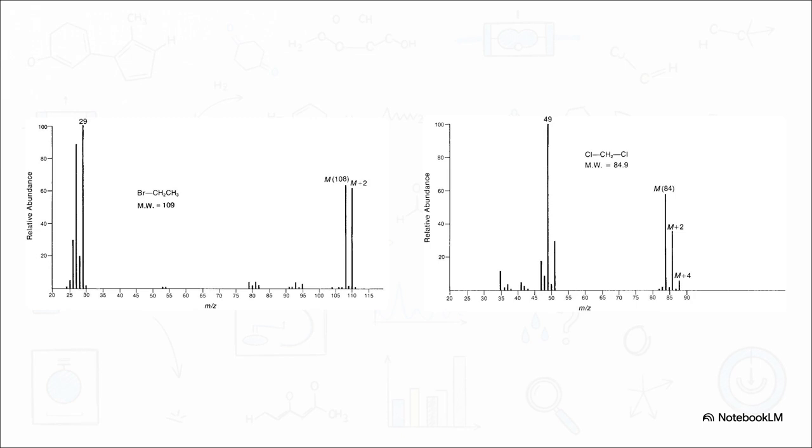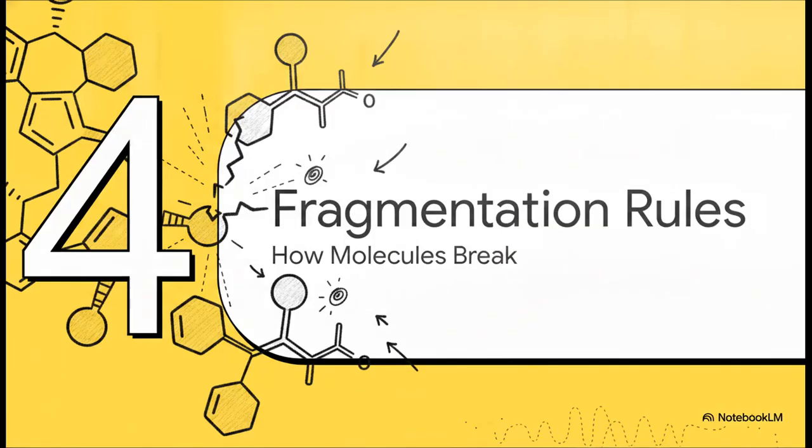Take ethyl bromide. Bromine exists in nature as roughly a 50-50 mix of two isotopes. Because of that, any molecule with a single bromine atom is going to show a really obvious 1-to-1 ratio for the M and M+2 peaks. Now contrast that with dichloromethane. Chlorine's isotopes exist in a 3-to-1 ratio, and since that molecule has two chlorines, it creates this beautiful, messy cluster for the M, M+2, and M+4 peaks. Without even looking at the rest of the fragments, the isotopes alone immediately tell you exactly what halogens are crashing the party. All right, part 4, the rules of fragmentation.